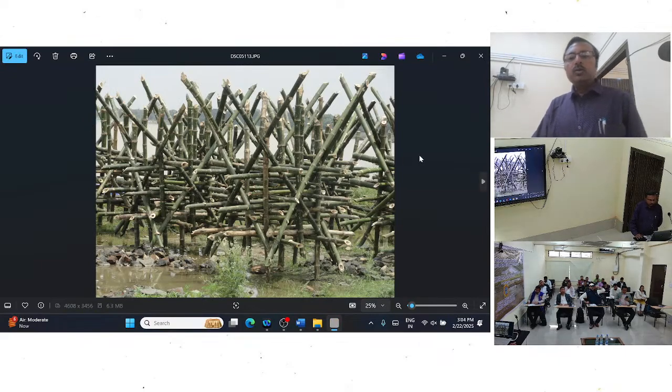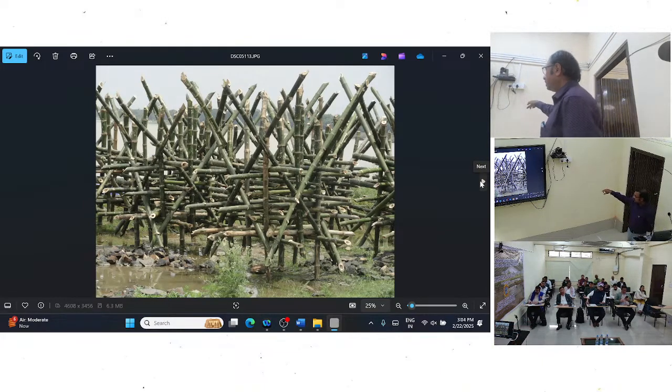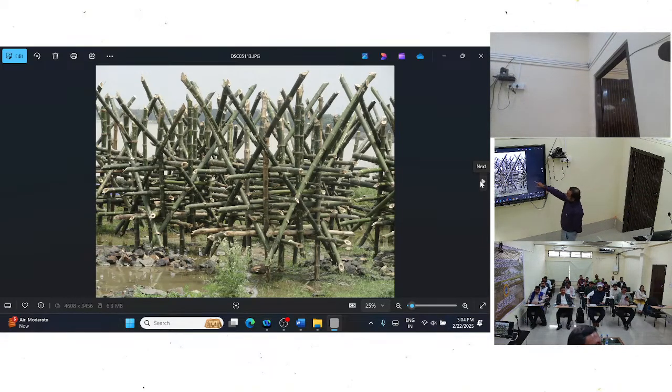These are the bamboo porcupines. Bamboo porcupines are 2 meters in length and 2 meters in breadth also. And the central part, this is the part where we dump those boulders. This is 2 feet, 0.6 cubical.